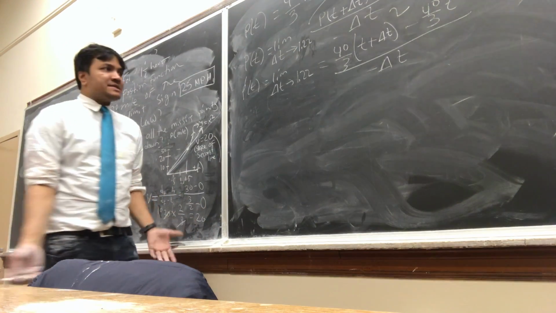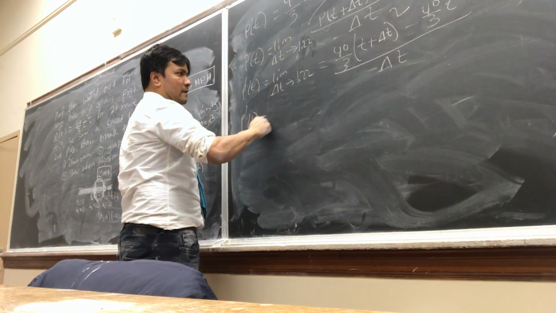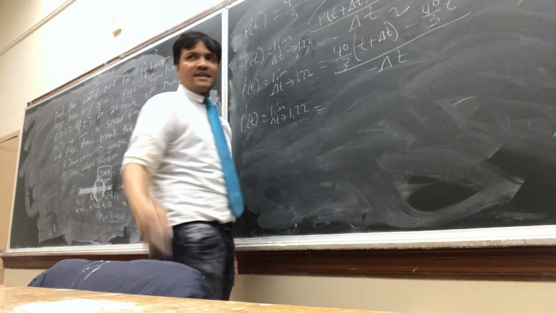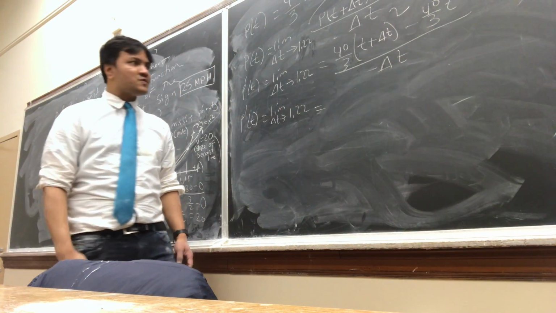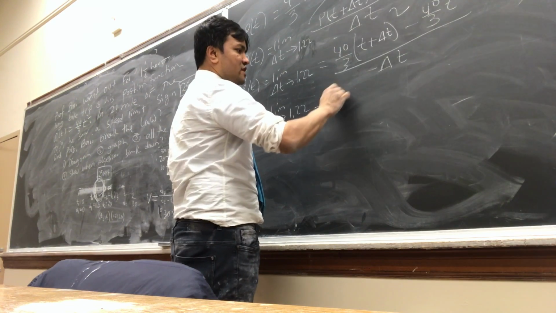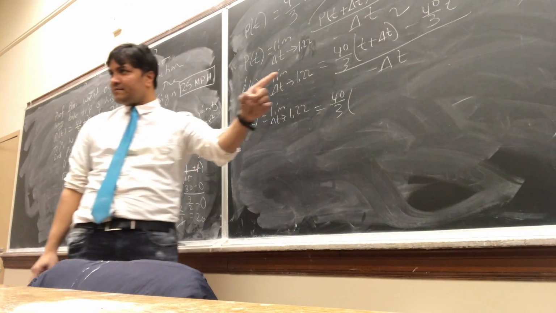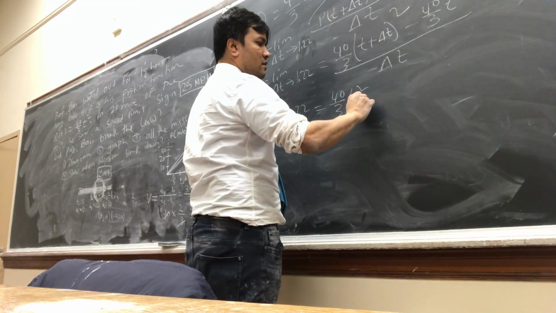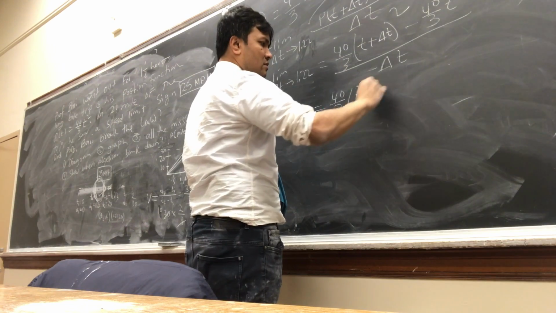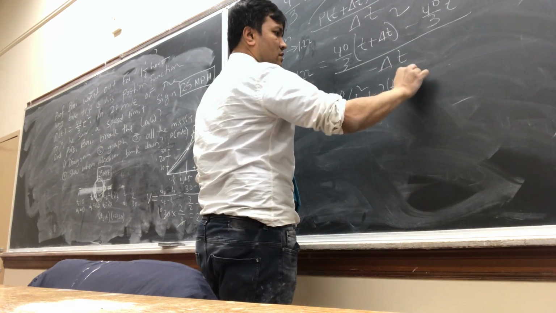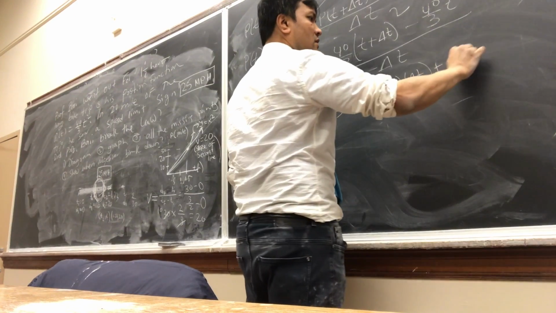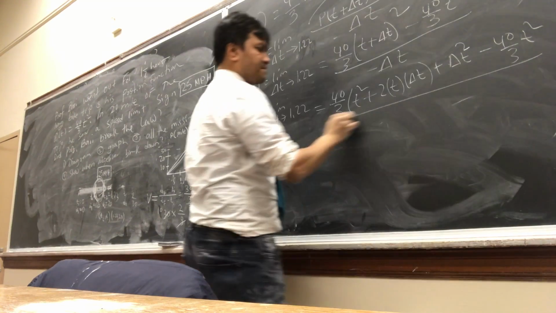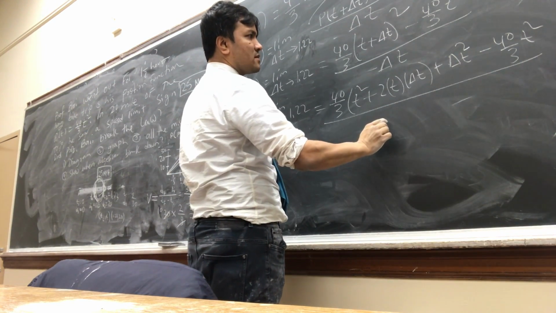This is algebra now, something you feel comfortable with. The limit as delta t goes to 0, because 0 is the default, of 40 over 3, a plus b squared. So help me out: t squared plus 2t delta t plus delta t squared, minus 40 over 3 t squared, over delta t.